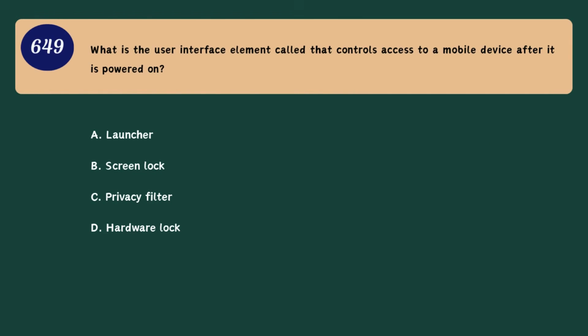Question 649. What is the user interface element called that controls access to a mobile device after it is powered on? A. Launcher. B. Screen lock. C. Privacy filter. D. Hardware lock.